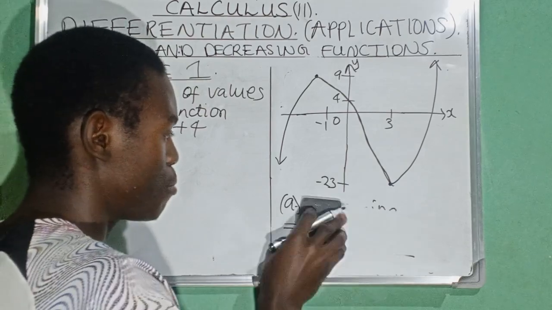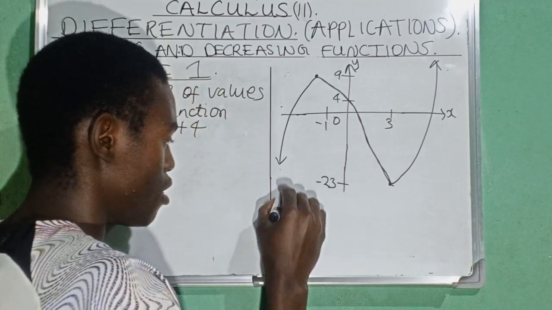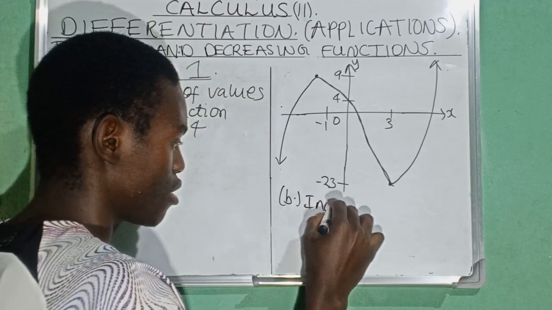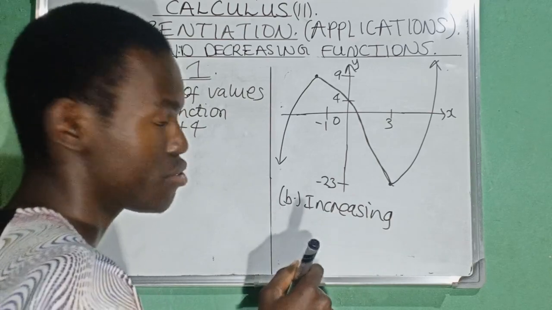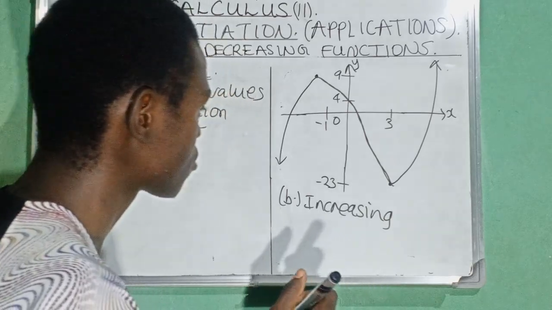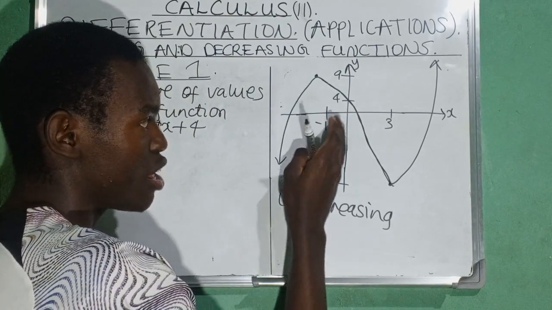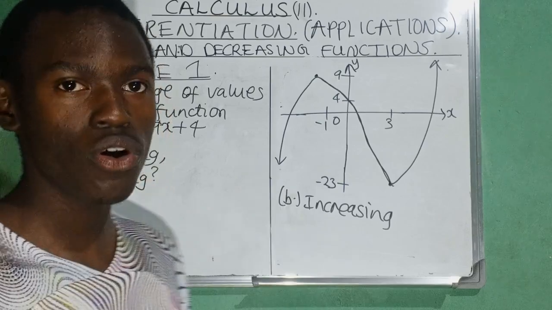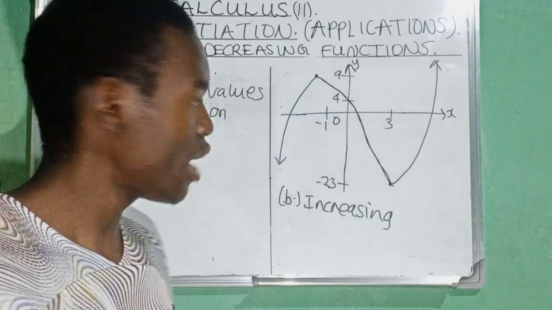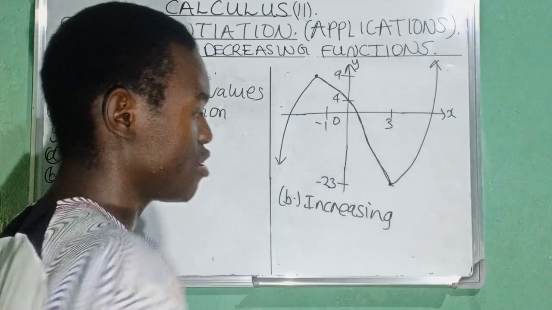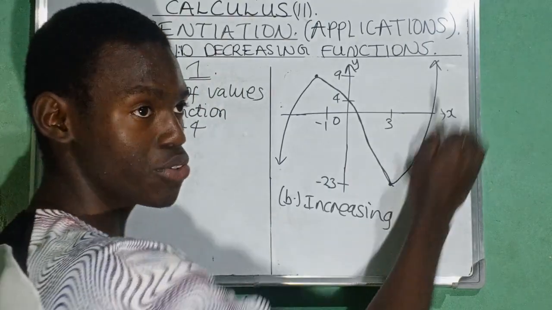And then for B, they asked where it is increasing. If you look properly, it's increasing from all values less than -1. So all the values less than -1, it is increasing until it reaches -1. And then from all values greater than 3, it is increasing.